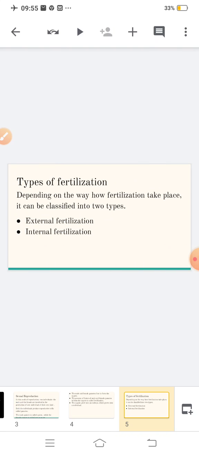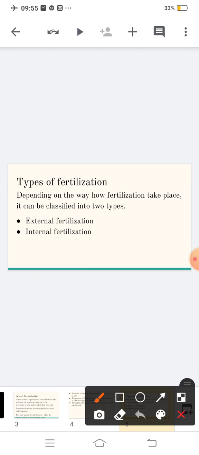Now, if we are talking about the types of fertilization, depending on the way fertilization takes place, it can be classified into two types. Number one, external fertilization. Number two, internal fertilization. There are how many types of fertilization? There are two types: number one, external; number two, internal. Is this clear to you?